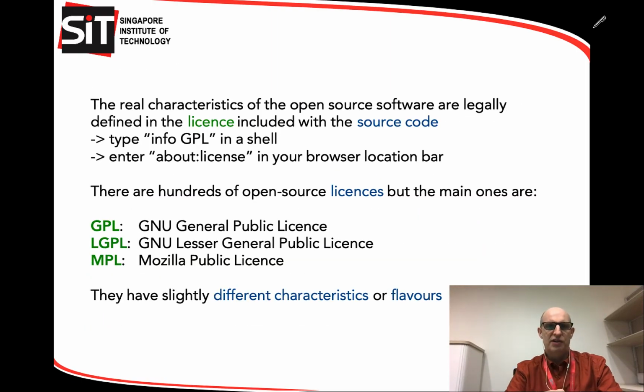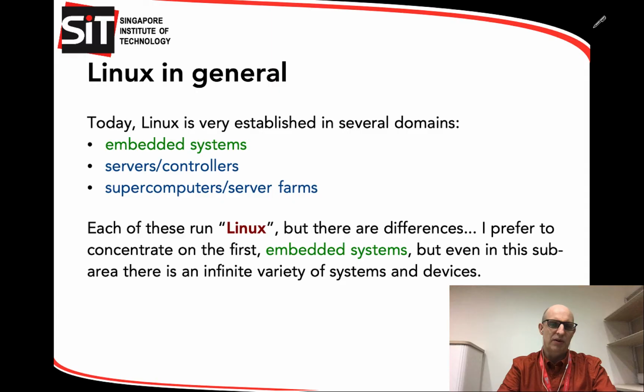But the real characteristics of what you're allowed to do are based upon the license. And there are hundreds, but the big ones are probably the GPL I already mentioned, the LGPL, the GNU Lesser General Public License, and the Mozilla Public License. They've got slightly different flavors, they allow slightly different things. And you can find out about those on the Wikipedia page and so on.